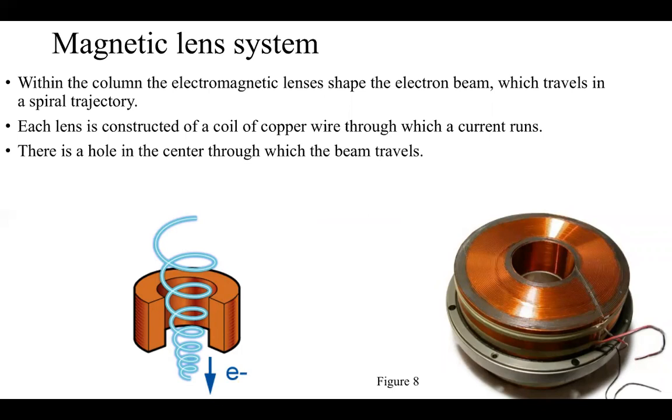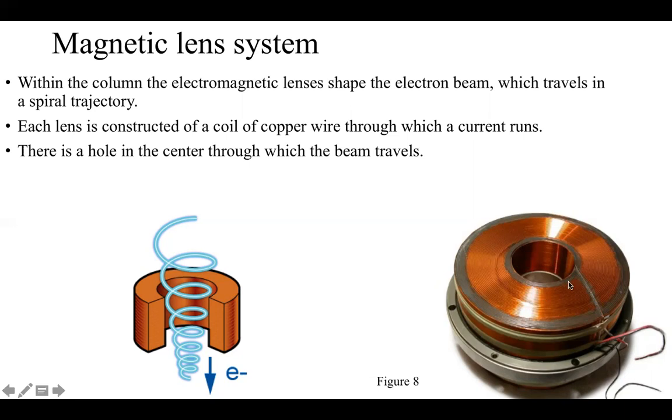So the magnetic lens system is very, very similar to the SEM, because here also we use highly accelerated electrons. Electrons are sensitive to magnetic fields, therefore we are using an electromagnetic lens here. Within the column, the electromagnetic lenses shape the electron beam, which travels in a spiral trajectory. Each lens is constructed of a coil of copper wire through which current runs. When the current runs through these copper coils, it generates a magnetic field, which will in turn control the electron trajectory. There is a hole in the center through which the beam travels.